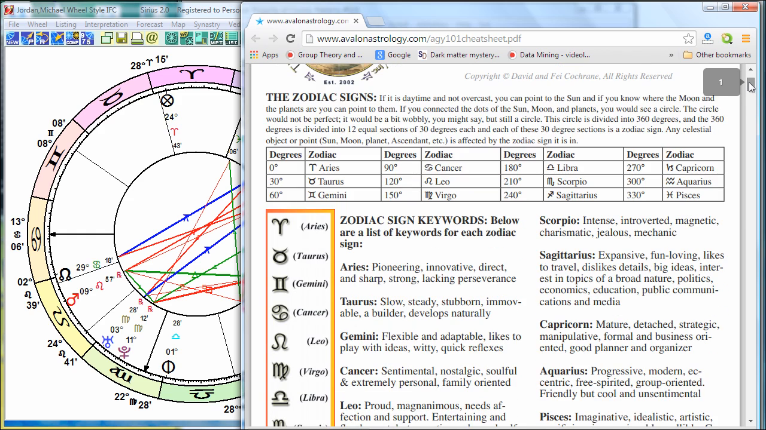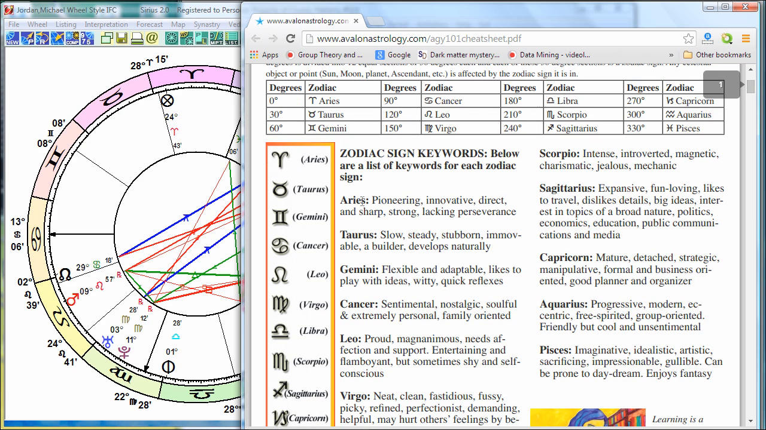You may have others that you like, but here's one, and there's the glyphs. If you don't know them, you can memorize them. And Aries is the first sign, going from 0 to 30. Taurus is just a name for the next 30 degrees, from 30 to 60, and so on. So you memorize that. And there are the basic meanings.